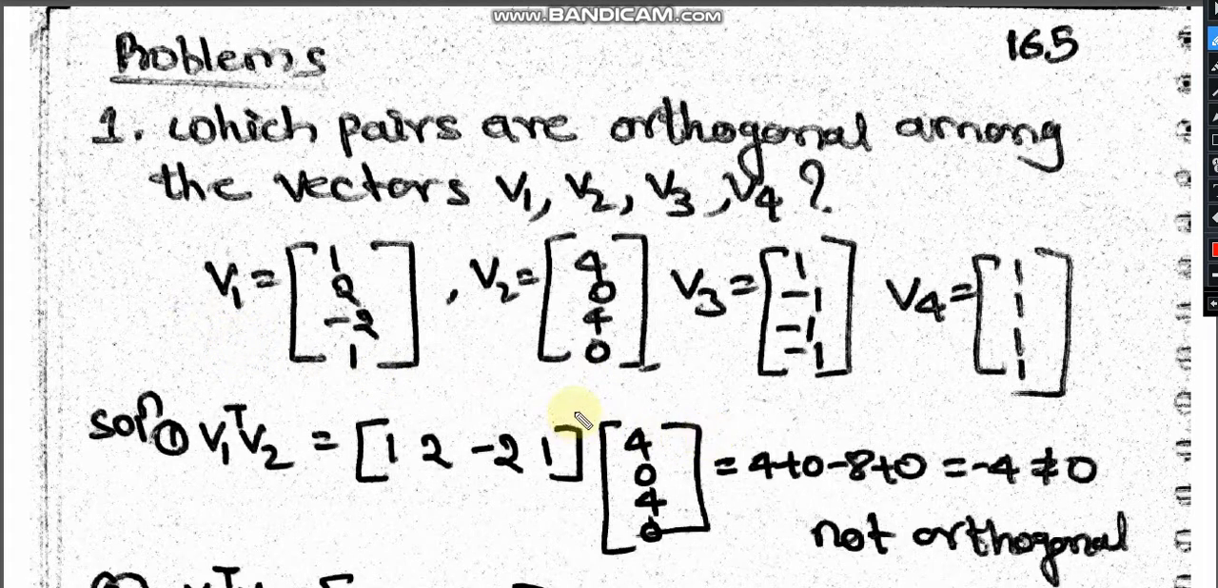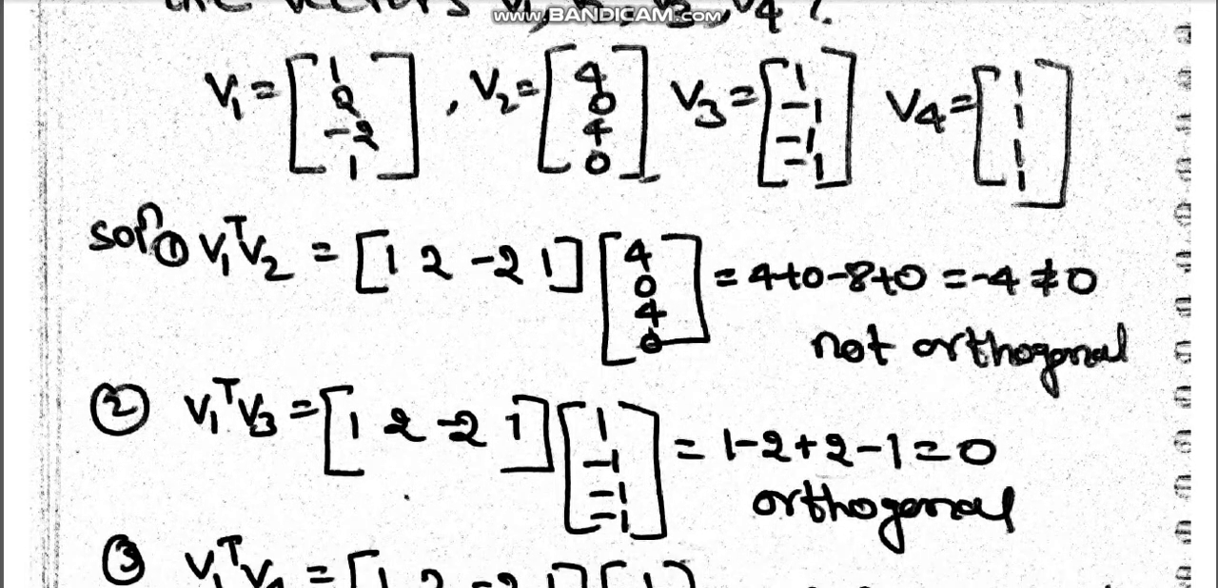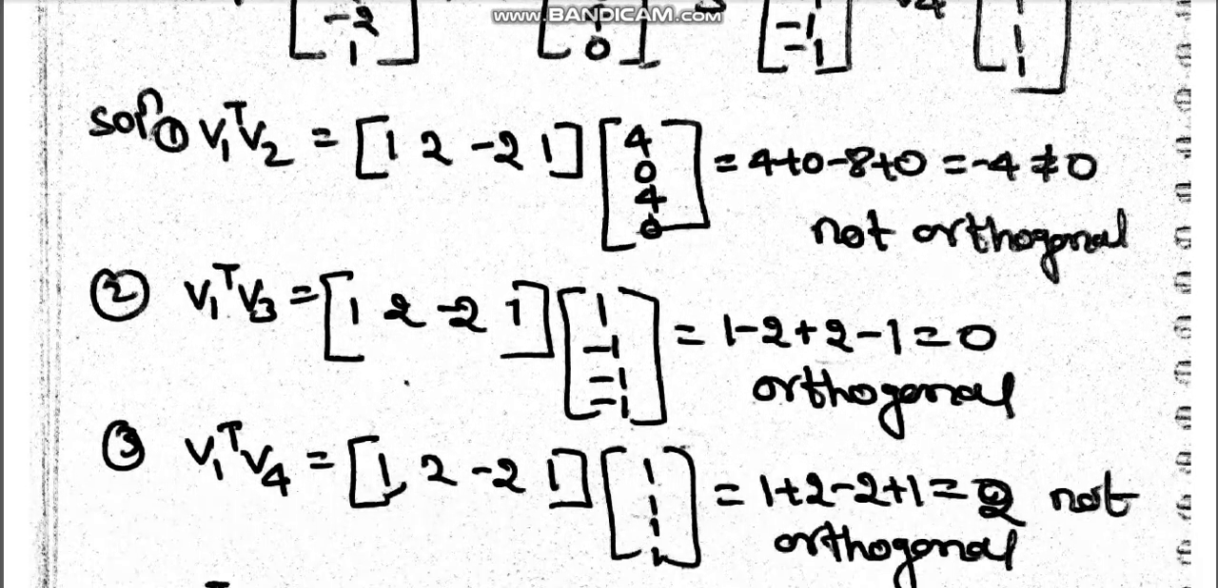It's not necessarily to check v2 transpose and v1 again. So once you have checked v1 and v2, it's over. You can check for v1, v3, you can check for v1, v4, and then you can check for v2 and v4, all the possible combinations of the vectors you can check. And then wherever you get the dot product equal to 0, those are orthogonal, otherwise they are not orthogonal.